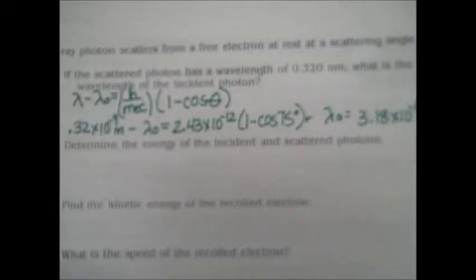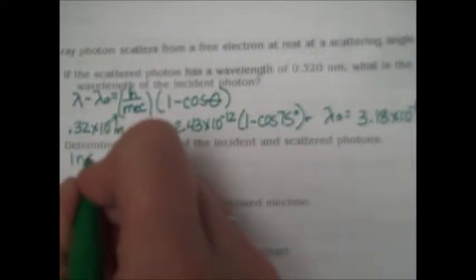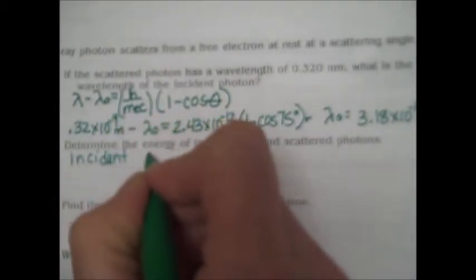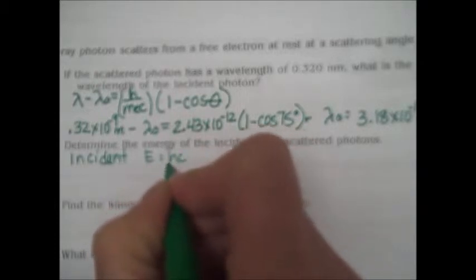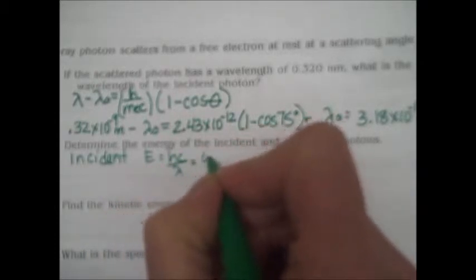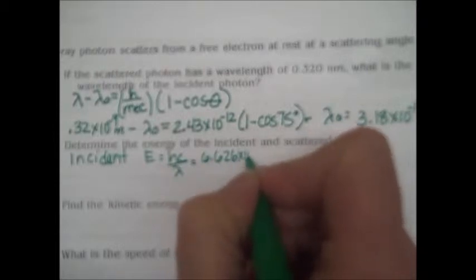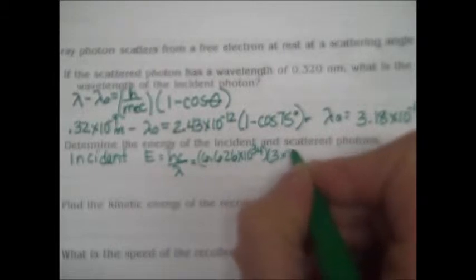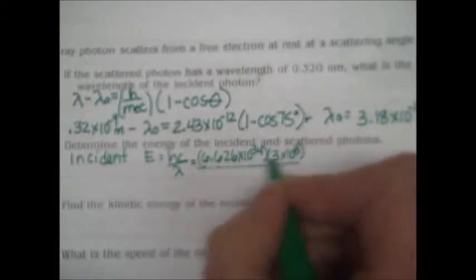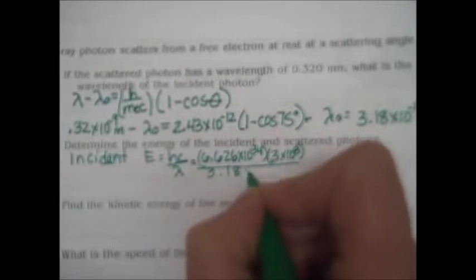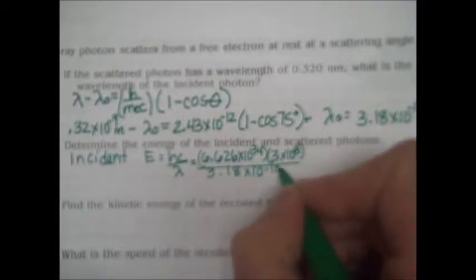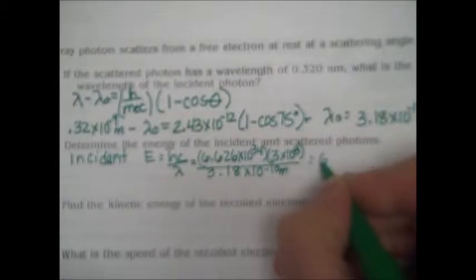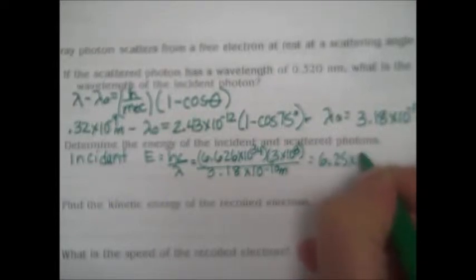Then for part B, to determine the energy of the incident and the scattered photons, for the incident, I can do E equals hc over lambda. So 6.626 times 10 to the minus 34 times 3 times 10 to the 8th divided by 3.18 times 10 to the minus 10 meters. So that would give me 6.25 times 10 to the minus 16 joules.